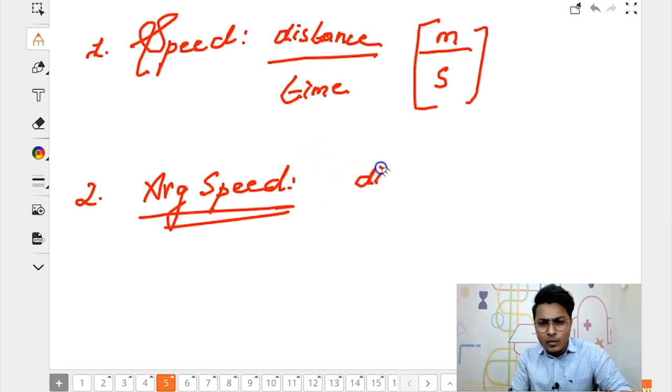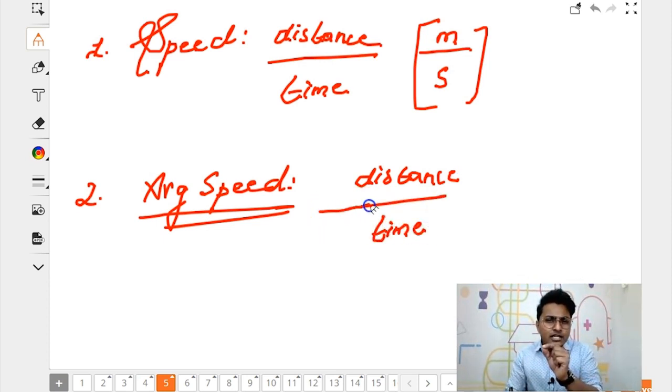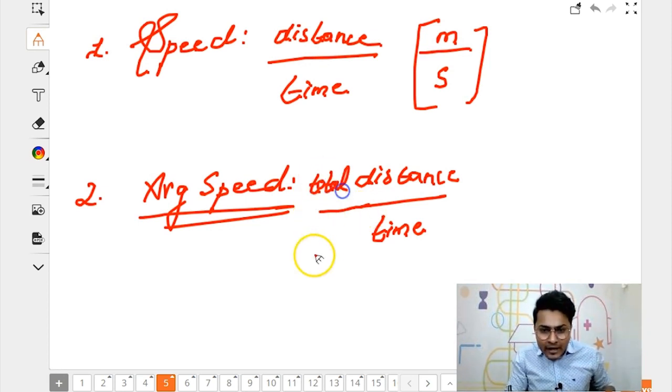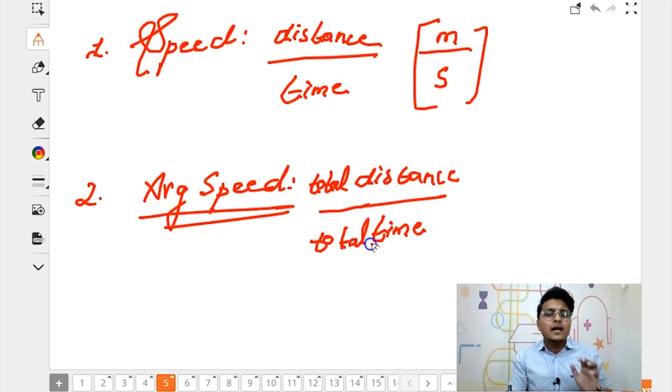So average speed is nothing but the same formula. I will write down the same formula, distance divided by the time taken. Exactly correct. Just one word addition to it. There is one word which is added to both the numerator and denominator. That is nothing but the total distance by total time taken. Correct? As simple as that.